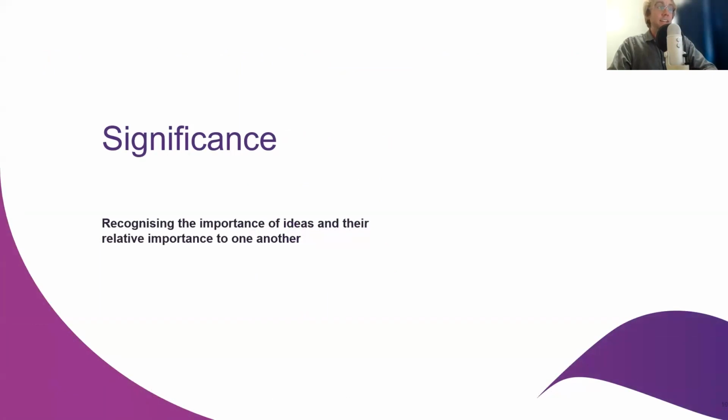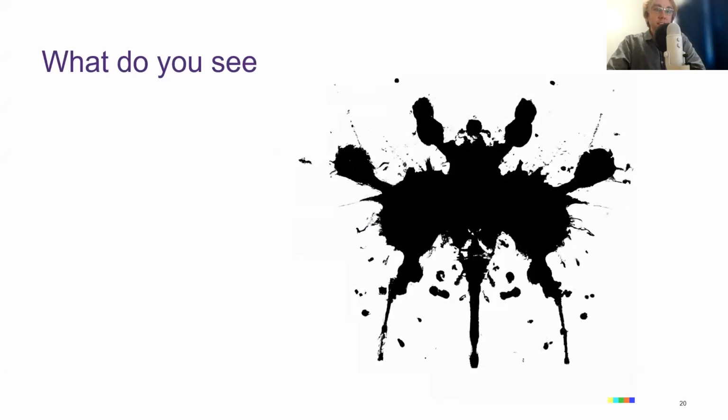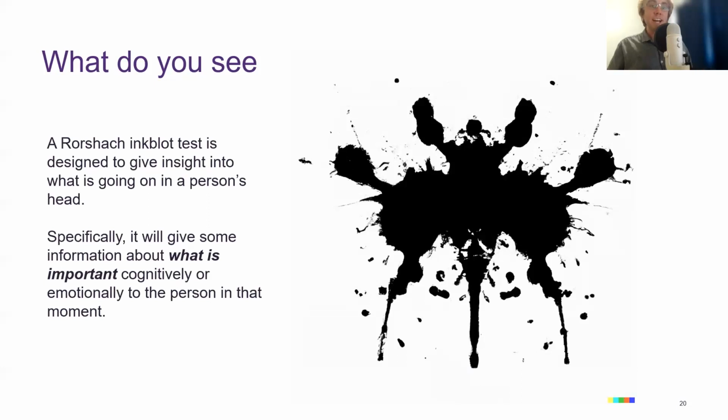Significance, on the other hand, is recognizing the importance of ideas and their relative importance to one another. And this is really, really important for the testing that I did. So guys, what do you see here? Now, interesting is that a Rorschach ink blot test is designed to give insight into what's going into a person's head. Specifically, it'll give some information about what is important cognitively or emotionally to the person in that moment. So if you could say that and explain why that matters to you, why this is the thing that emerged to you, you would have done something that's significant.